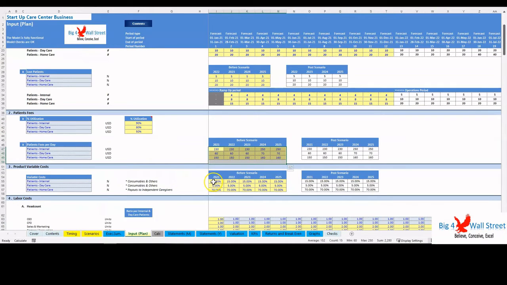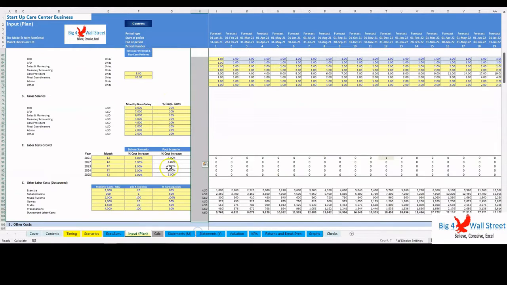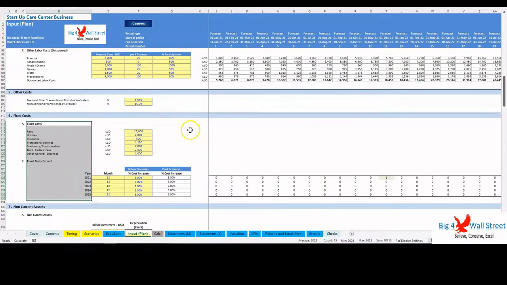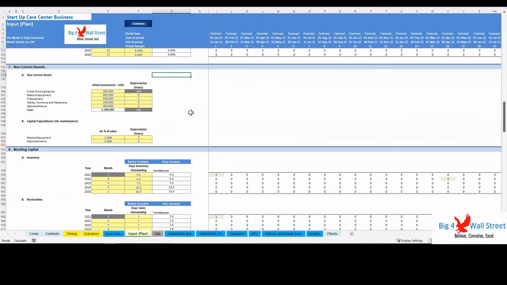Secondly, the user needs to set the variable costs, labor costs, headcount per month and their salary costs, other costs, fixed costs, such as rent, utilities, insurance, professional services, stationery, consumables, third-party fees. In the same tab the user inputs the investment needs for the care center such as the initial working capital, medical equipment, equipment, tables, furniture and tableware, refurbishments, as well as the depreciation in years of each of these assets.